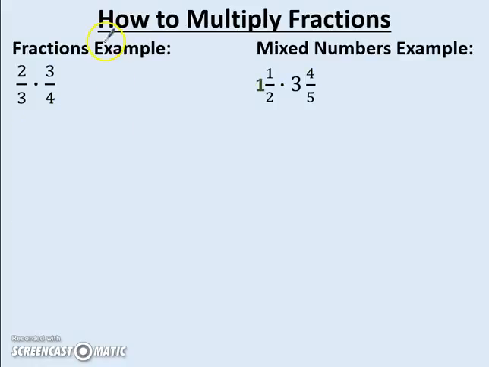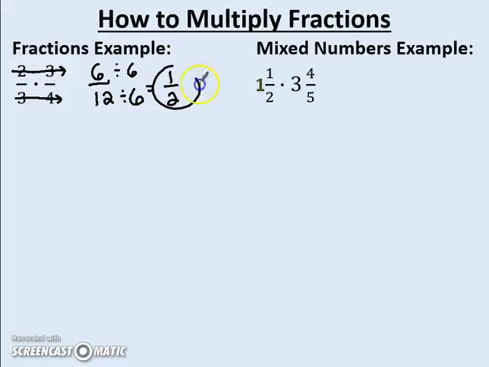And if so, reduce the resulting fraction. So we're going to look at a fractions example and a mixed numbers example. For the fraction, multiply straight across. 2 times 3 makes 6. 3 times 4 makes 12. This is not an improper fraction, but it can reduce. Both of these can divide by 6 to make 1/2. So 2/3 of 3/4 is 1/2.